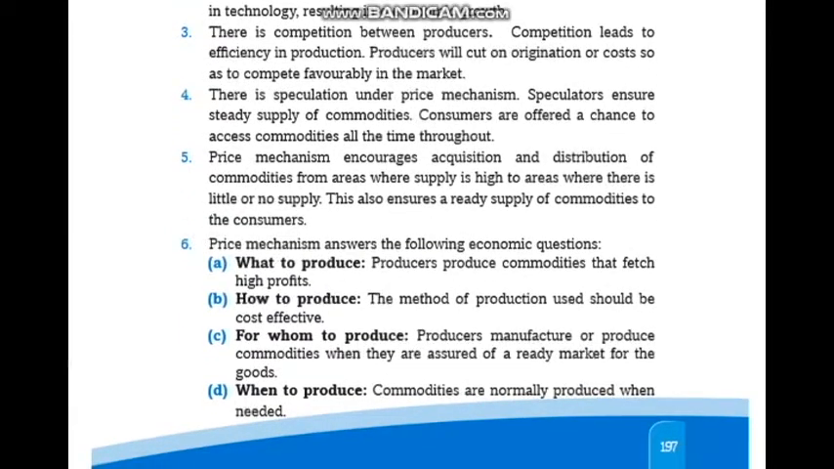4. There is speculation under price mechanism. Speculators ensure steady supply of commodities. Consumers are offered a chance to access commodities all the time throughout.